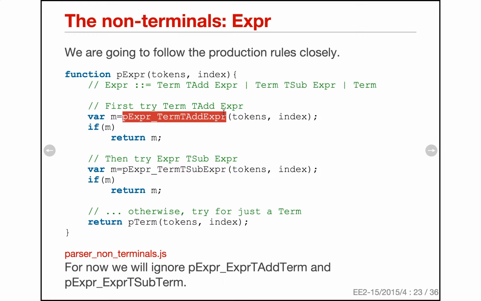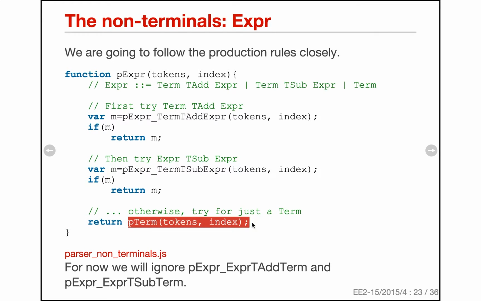So here is a function that will try to parse an expression as term, add, expression. I don't care how it does it, but if it matches, we should return that match because we successfully parsed an expression by parsing term, add, expression. If that fails, we can try to parse an expression as term, sub, expression. If it matches, we return. Otherwise, the final thing we try is, okay, can we parse it as a term? If we can, we return it, and even if we can't, we return it, because if this thing fails, we have failed. So that's all we have to do for expression.